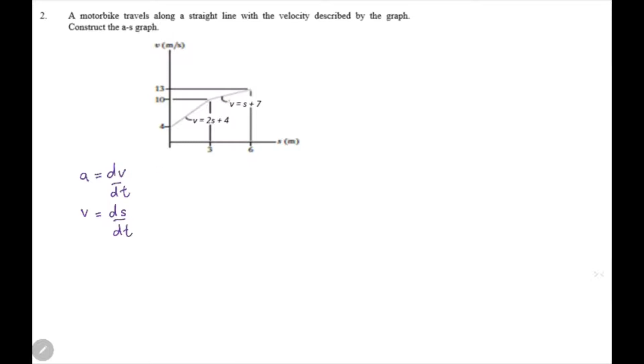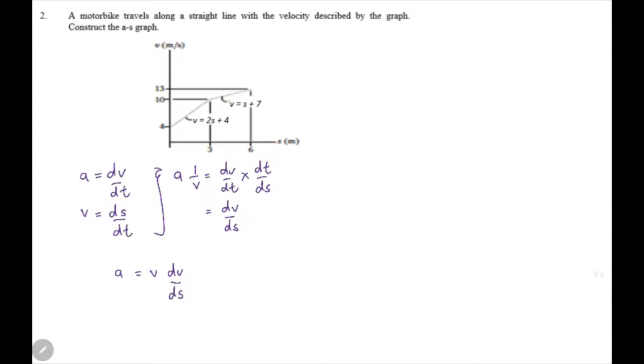So based on these two expressions, when I do the multiplication of a times 1 over v, what I'm actually doing is dv per dt multiplied by dt per ds. That's 1 over v. So it then becomes dv per ds. Okay, so I have established a relation where acceleration equals v dv per ds.